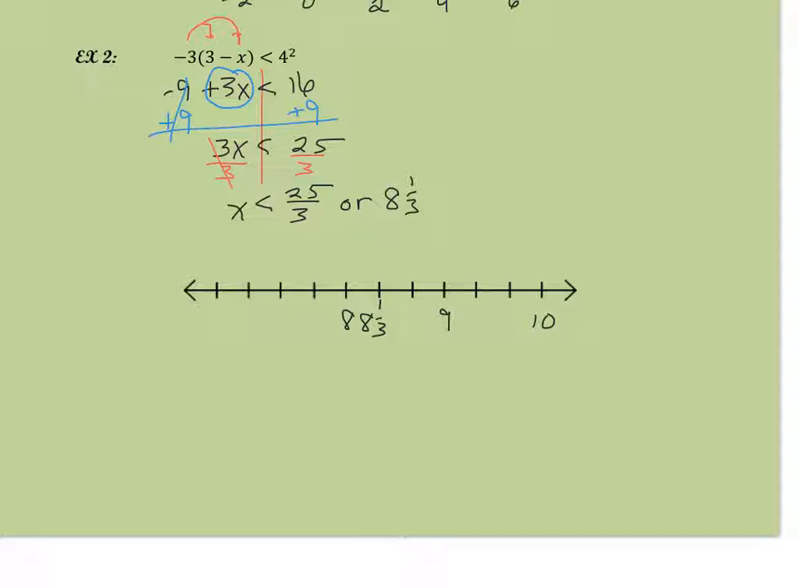And then count backwards. 1, 2, 3, this right here must be 7. So we're going to put an open circle at 8 1/3 because that's our boundary point. X is less than 8 1/3, so we have an arrow going to the left. That's a really terrible arrow. There we go. It's a little bit better.